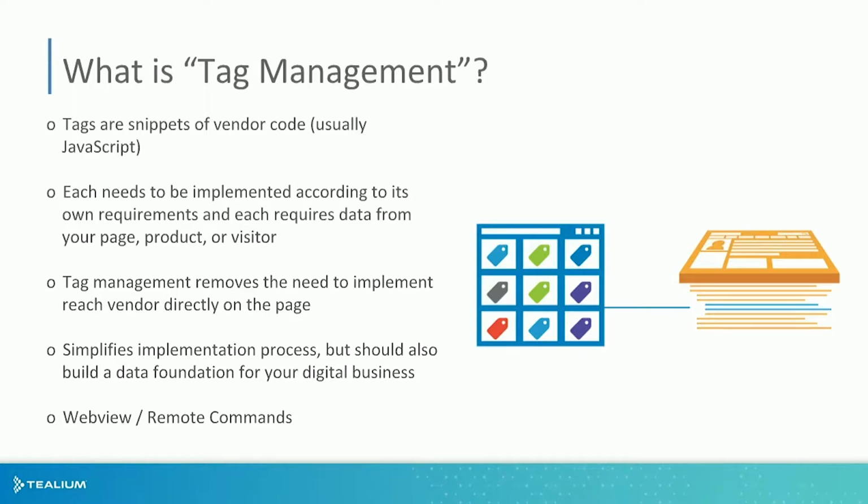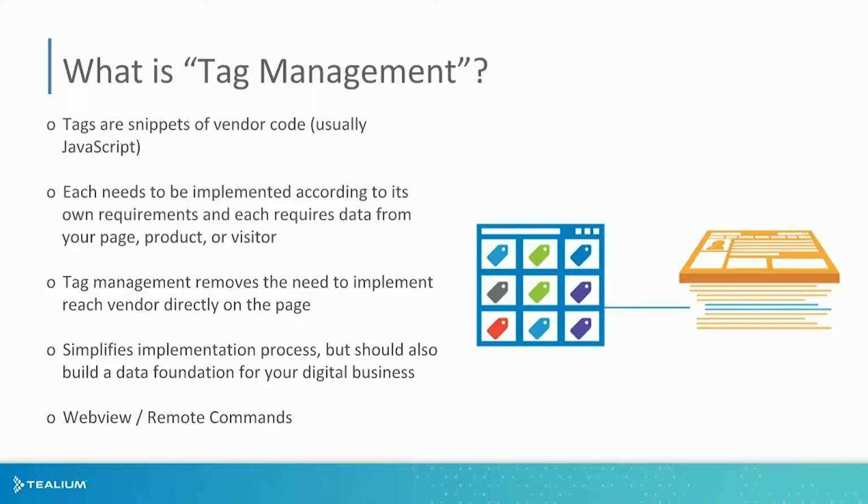So tag management is really the addition of a universal mechanism through which you can manage all of that instrumentation through an admin console, through a UI. It simplifies the implementation process, and it allows you to create this data dictionary, if you will, so that all of your different vendors that are collecting information from a client application are all doing so from the framework of the same language or the same terms.